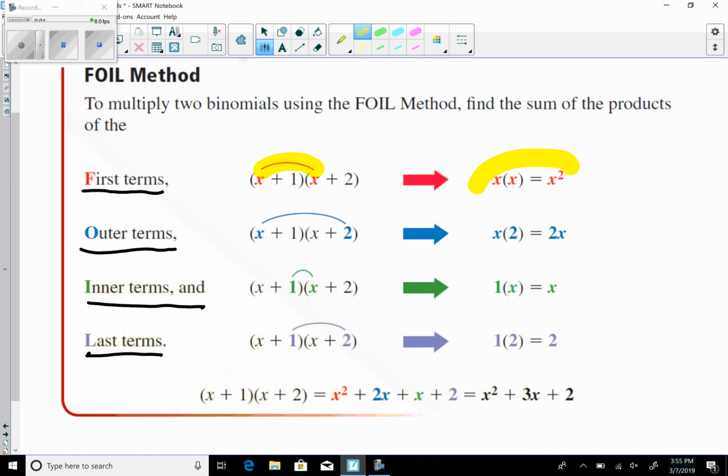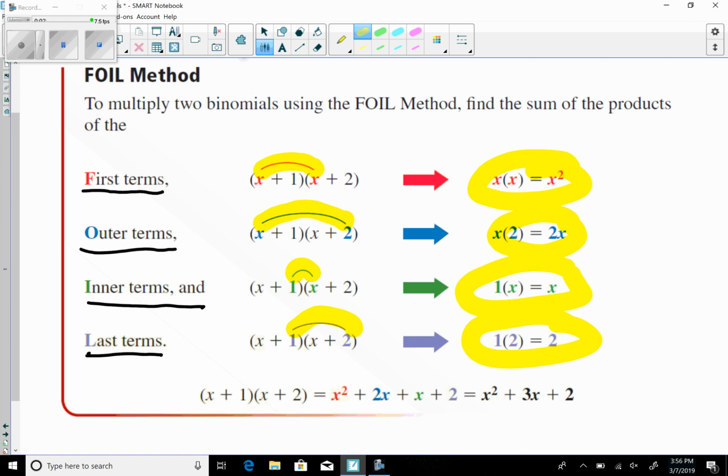With the first terms, you're taking your two firsts and multiplying them together. We've talked about how when you take x times x, that turns into x squared. Then you go to your two outer terms, the two on the very ends, and multiply those together. So x times 2 gives you 2x. Then you do the two inner terms, which turn into 1x, and then the two last terms. Most of the time those are going to end up being constants, so that last one is just a basic number.